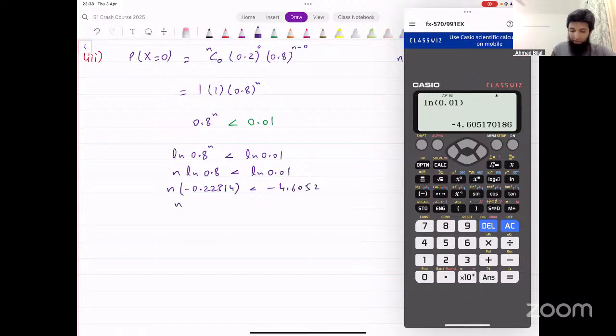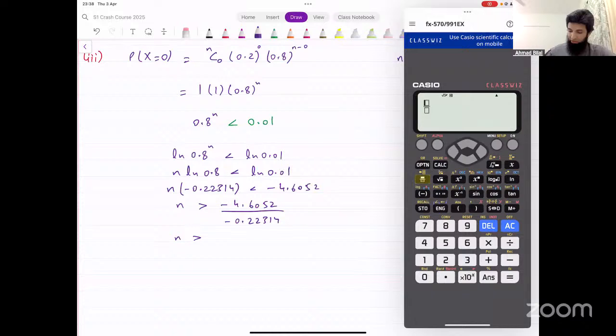Now, when you divide this number on the other side, remember the inequality sign is going to change. The inequality sign is going to change, right? Because you're dividing by a negative number. So that gives you minus 4.6052 divided by minus 0.22314. So n is greater than this. You can see what that turns out to be.